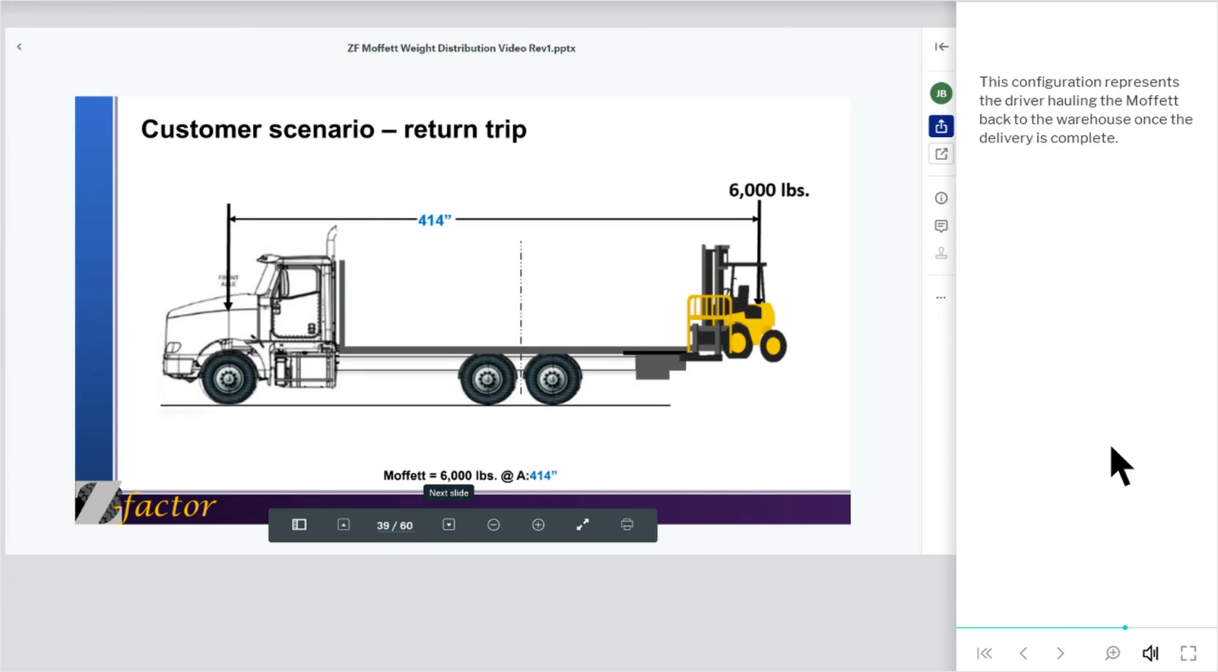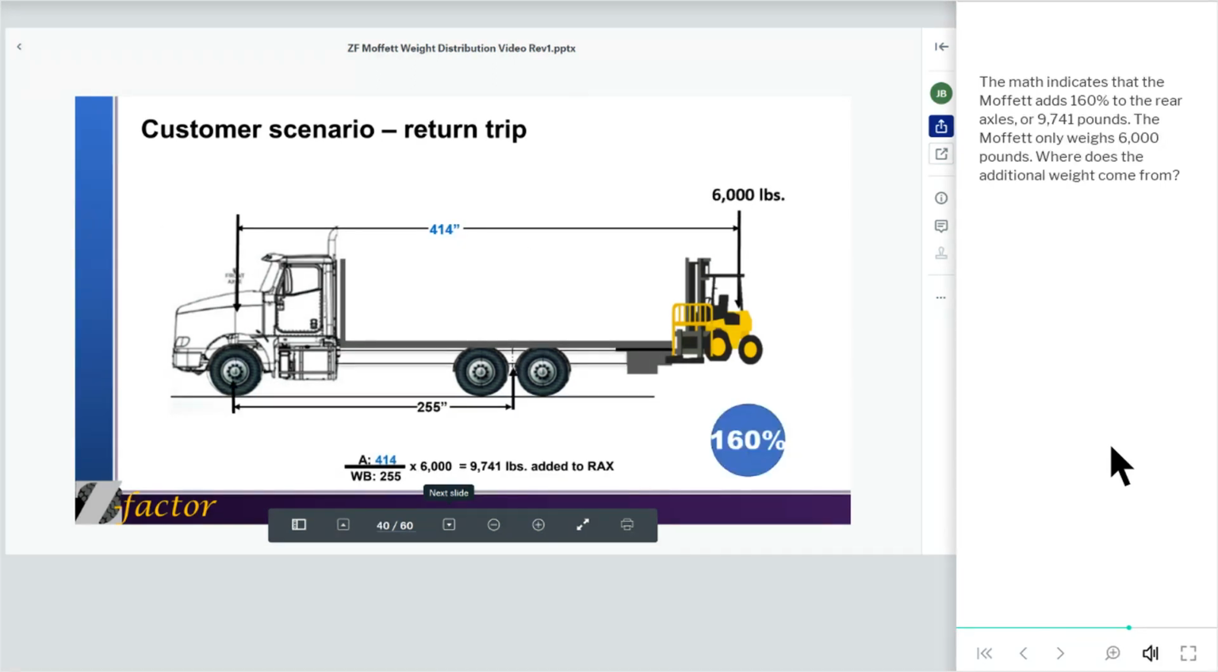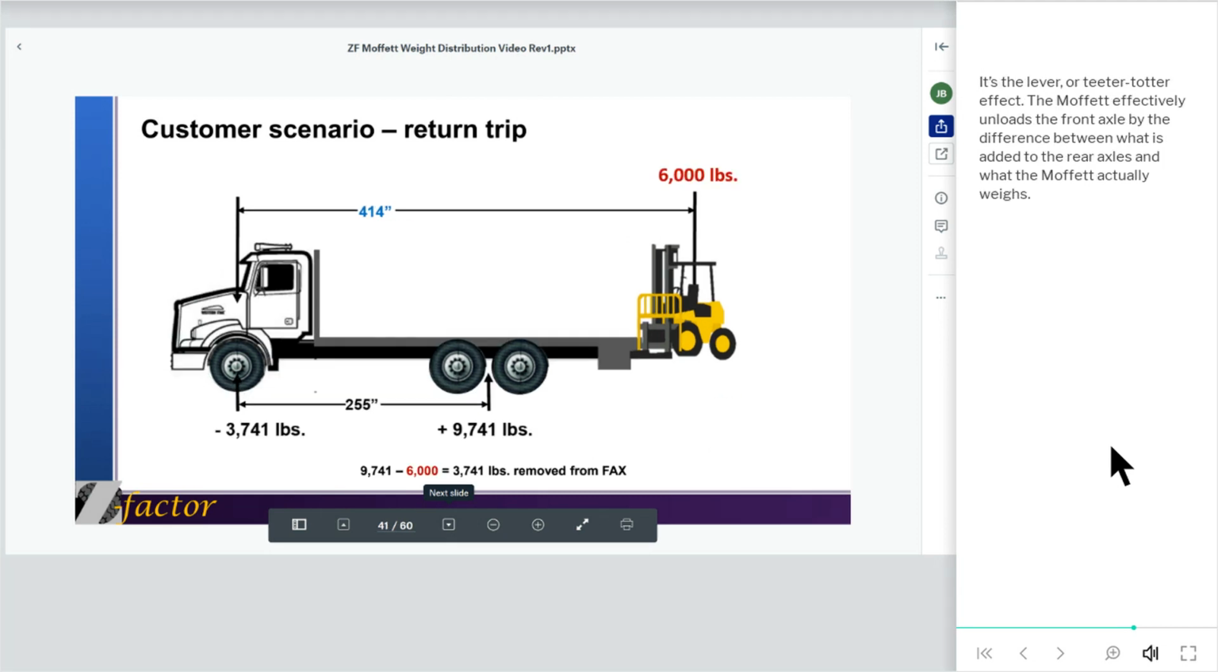This configuration represents the driver hauling the Moffett back to the warehouse once the delivery is complete. The math indicates that the Moffett adds 160% to the rear axles, or 9,741 pounds. The Moffett only weighs 6,000 pounds. Where does the additional weight come from? It's a lever, or teeter-totter effect. The Moffett effectively unloads the front axle by the difference between what is added to the rear axles and what the Moffett actually weighs.